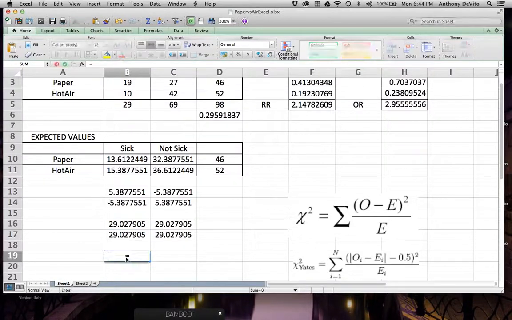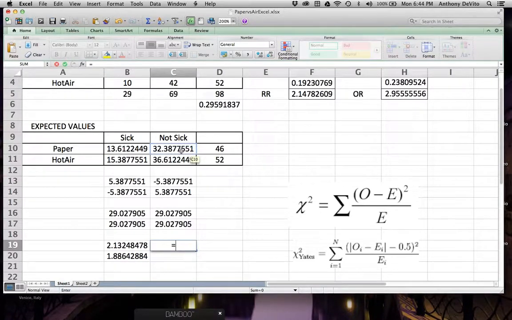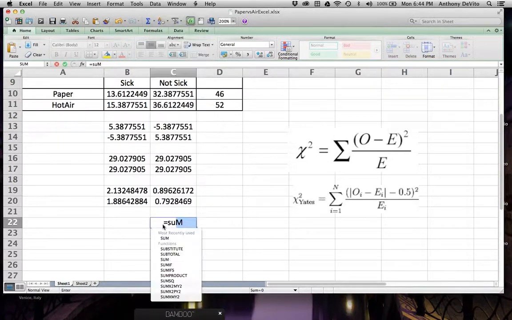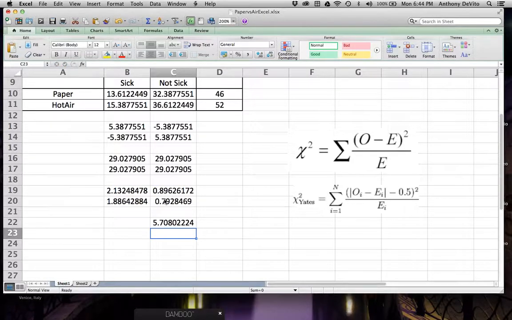So I'm going to do this. I'm going to click in here and put in 29 divided by the expected value for that number. And down here I'm going to put this number divided by the expected value for that number. I'm going to put 29 divided by the expected value for that number, which was 32, and 29 divided by the expected value for this number. Then I'm going to take these and add them all together. These are all the adjusted differences, so now they're all positive values. And I get a number, 5.7.